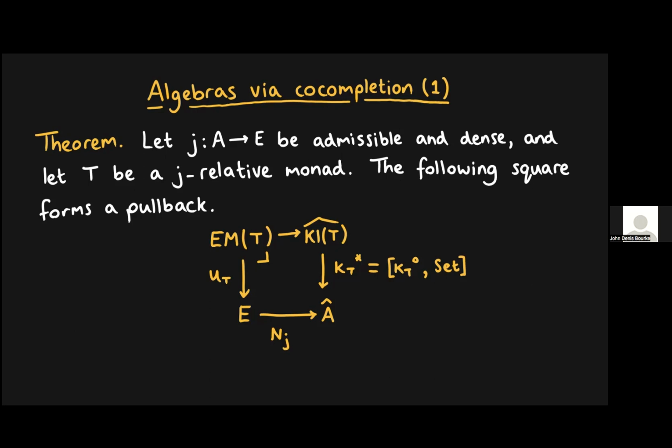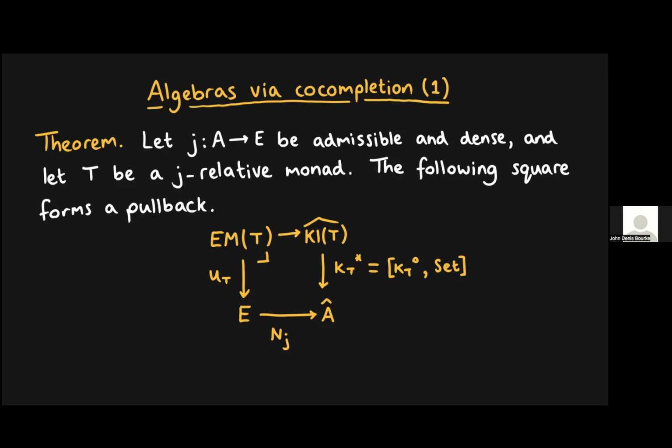So on the right-hand side, at the top right, we have the presheaves on the Kleisli category of T. On the bottom right, we have the presheaves on A, which is the domain of J. And the functor on the right is given by precomposing the Kleisli inclusion, which is denoted here by K_T. On the bottom, we just have the nerve of J. And so when we take this pullback, we get exactly the category of algebras for the relative monad.